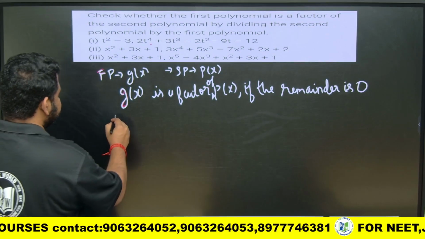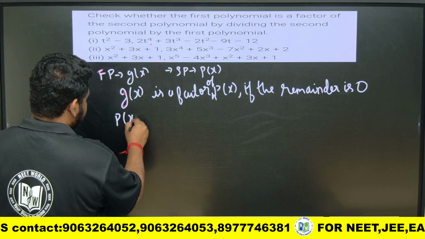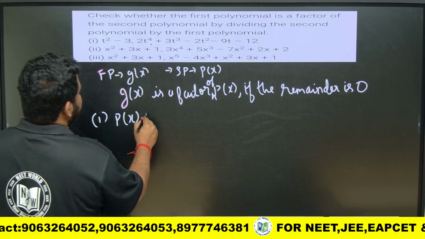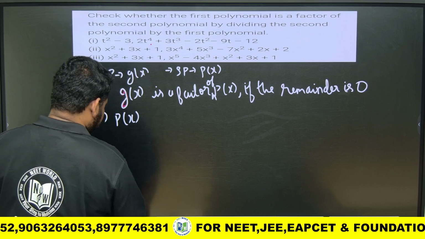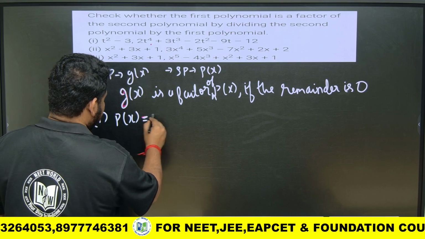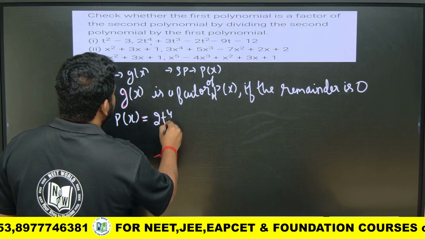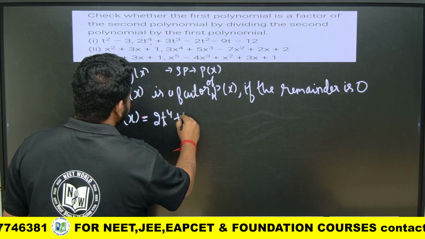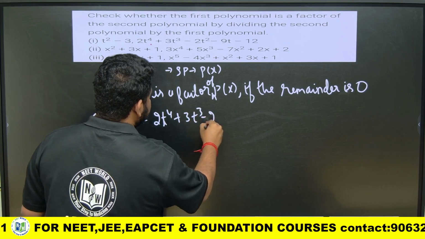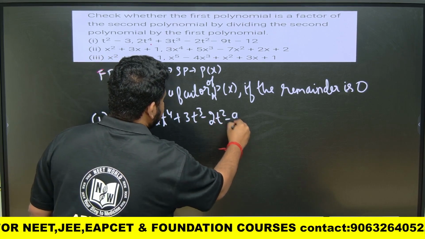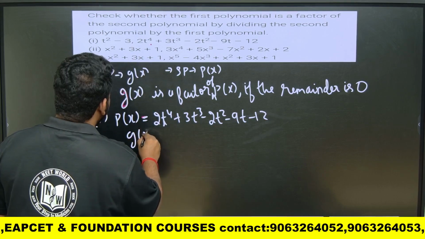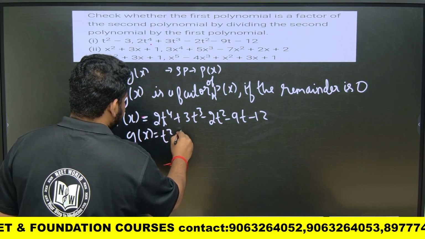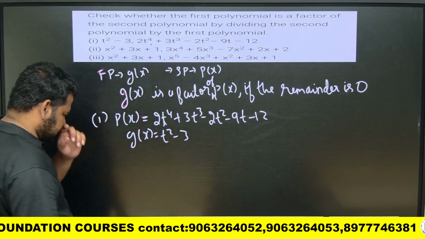So what should I do? I should divide. Here p of x in the first question is 2t to the power of 4 plus 3t cube minus 2t square minus 90 minus 12. What about g of x? What they have given is g of x is t square minus 3.